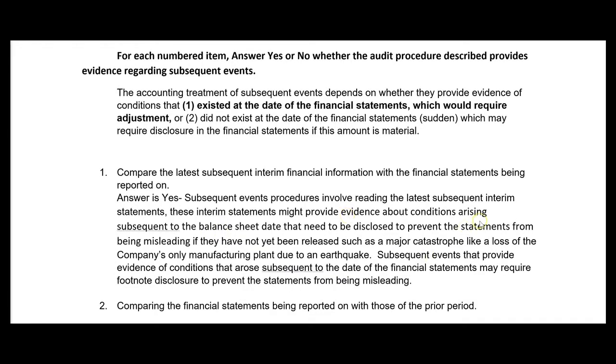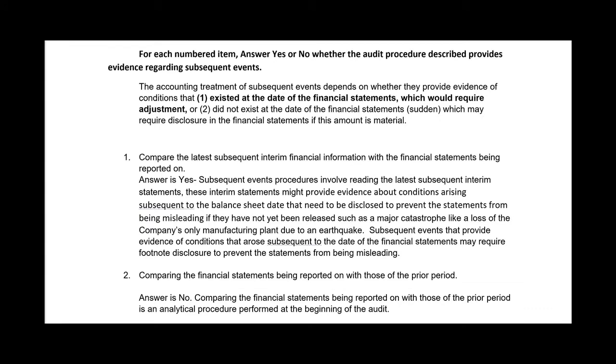Number two, comparing the financial statements being reported on with those of the prior period. So in number one, we compared the financial statements being reported on with the latest subsequent interim financial information, and we said yes, that's a procedure that would provide evidence regarding subsequent events. What about number two, comparing the financial statements being reported on with those of the prior period? No, that would not be an audit procedure that would provide evidence regarding subsequent events. It's an audit procedure that would be performed, but not to provide evidence regarding subsequent events.